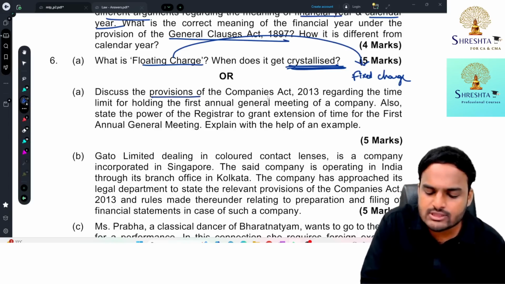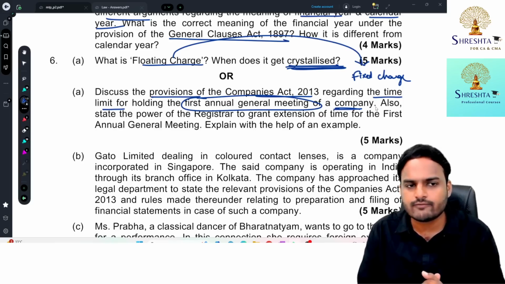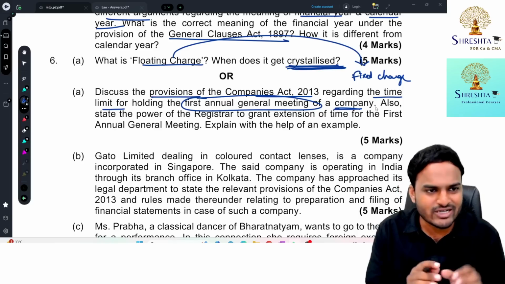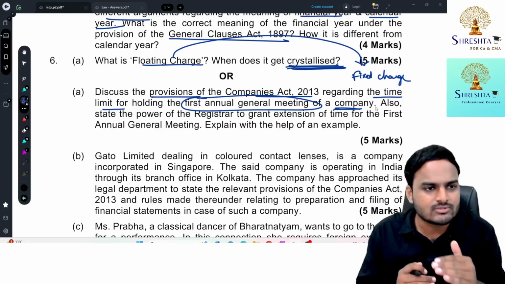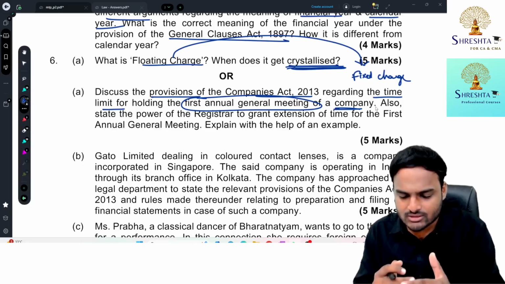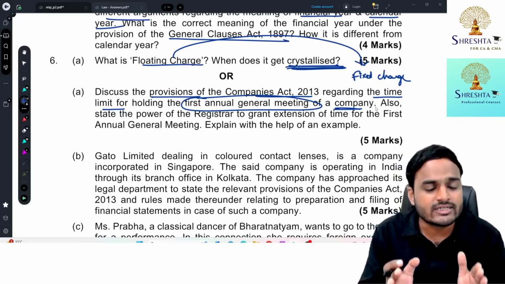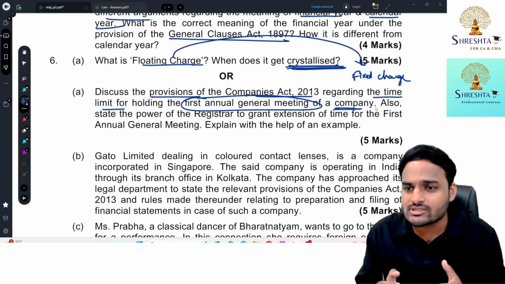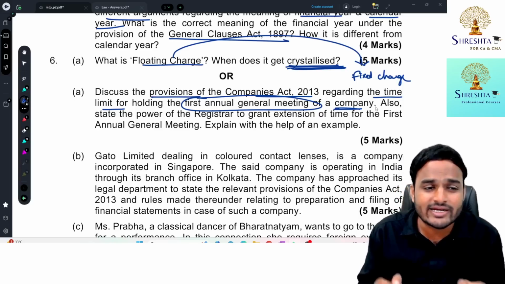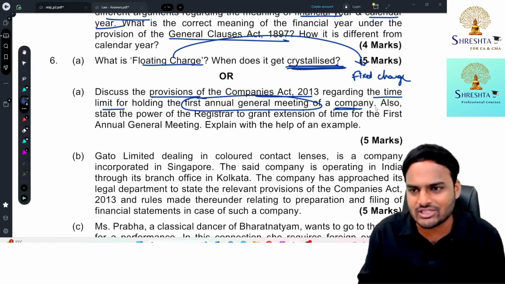Next one: discuss the provisions of Companies Act 2013 regarding the time limit for holding the first AGM of the company. So 9 months from the closure of the first financial year, right? If you write that point, you'll get 1 mark. You have to write the complete answer. When the first financial year gets completed, from that you need to add 9 months. That is the due date for conducting the first AGM. If the company conducts the first AGM according to the provisions of the Companies Act, then the company is not required to conduct an AGM in the year of incorporation. In the year of incorporation, no need to have an AGM.